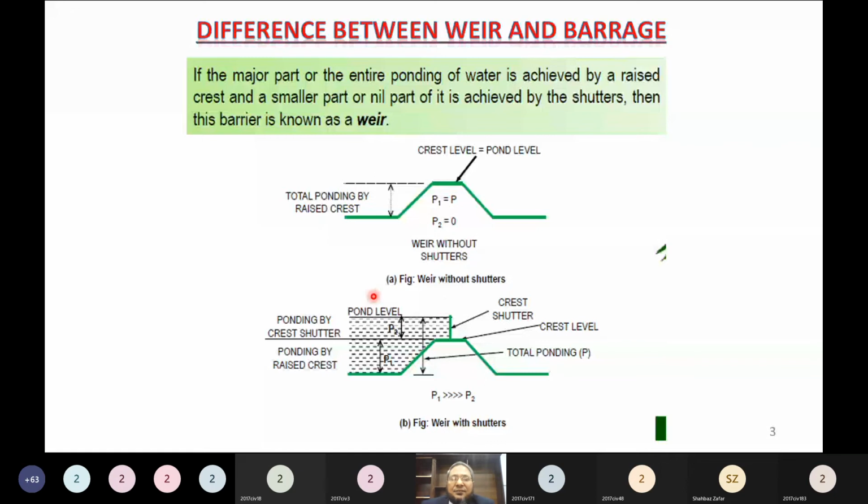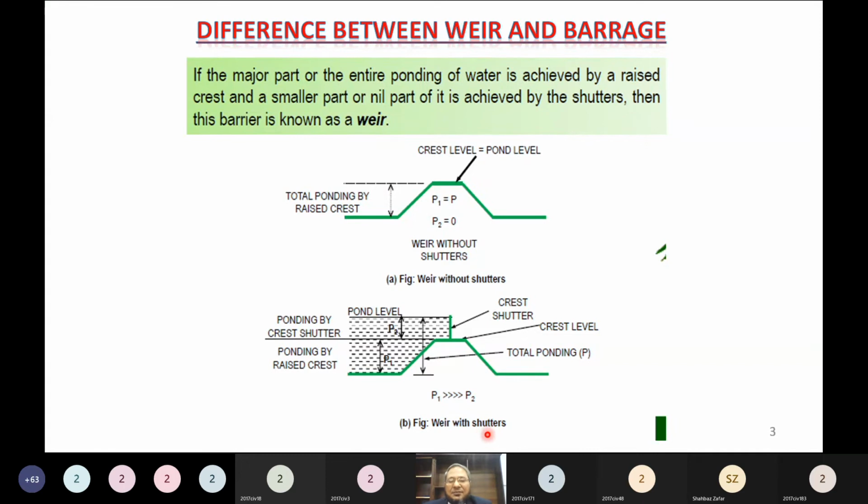Now, what is in this figure? Figure A, weir without shutters. There are no shutters provided, and total ponding is being carried out by the crest of the weir. So this is the total ponding, and no ponding is carried out by the shutters.